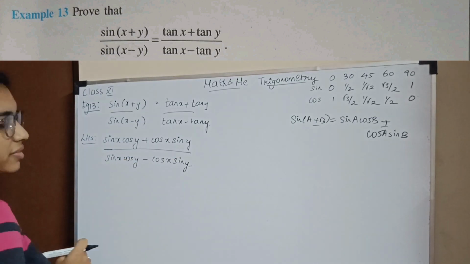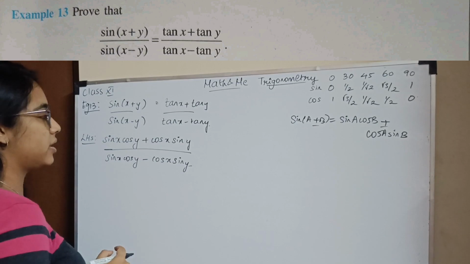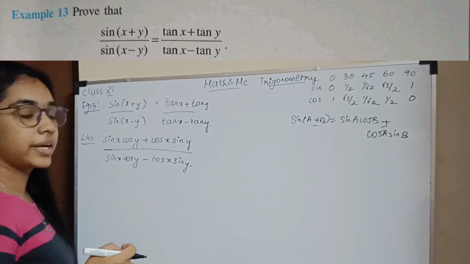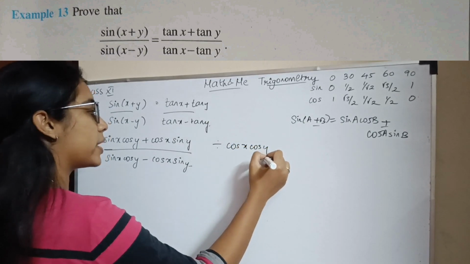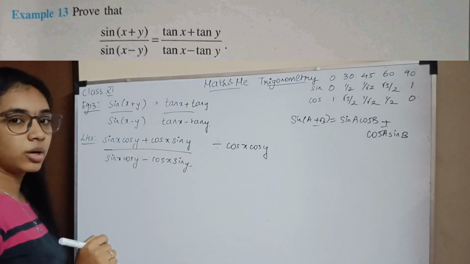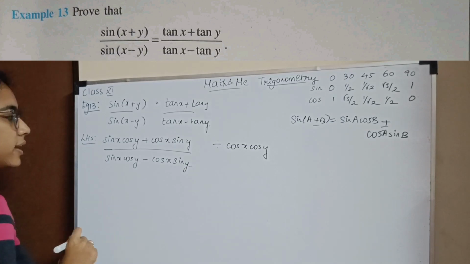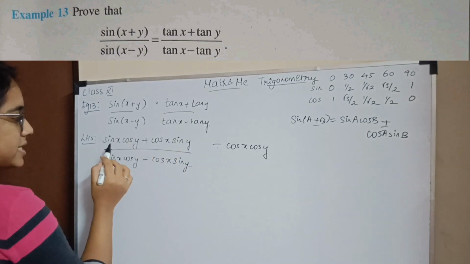Okay. Now, I am going to divide both the numerator and the denominator by cos x cos y. Why am I going to do that? Divide the whole numerator and denominator by cos x cos y. I need a tan x here. I see I have a sin x.